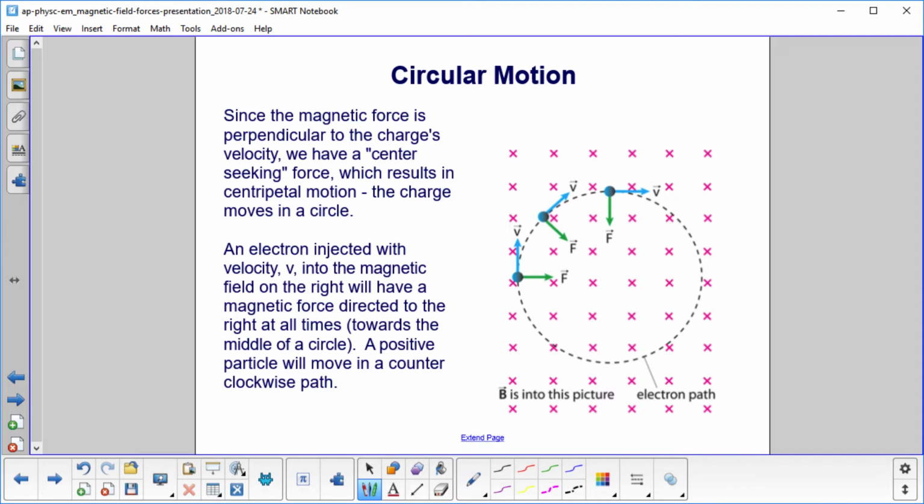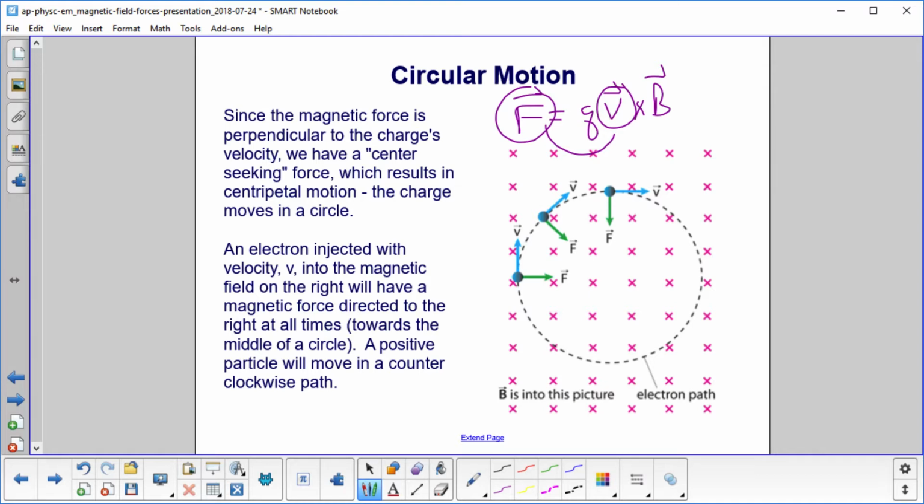Since the magnetic force is always perpendicular to the charge's velocity, and let's just put the equation up here again so you see why that's true. Force is q v cross B. Force is always going to be perpendicular to the velocity. What kind of force is that? That is a center-seeking force. That will result in centripetal motion. The charge will move in a circle.